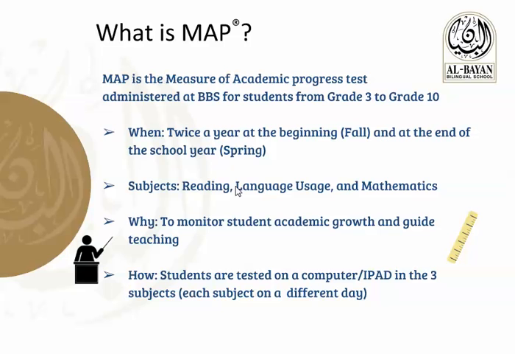to grade 10. We administer this test twice a year, once at the beginning of the school year in fall and once at the end of the school year in spring. The subjects tested are reading, language usage, and math. The purpose of this test is to monitor students' academic growth and guide teaching. Students are tested on a computer or an iPad in the 3 subjects. However, each subject is tested on a different date.